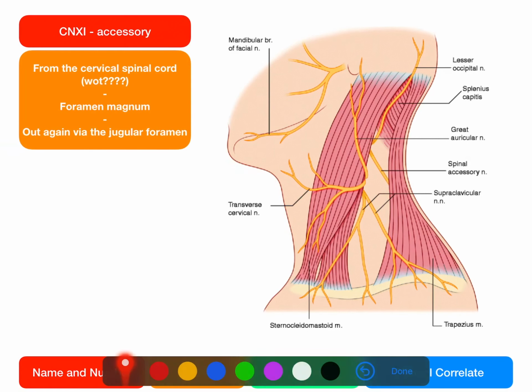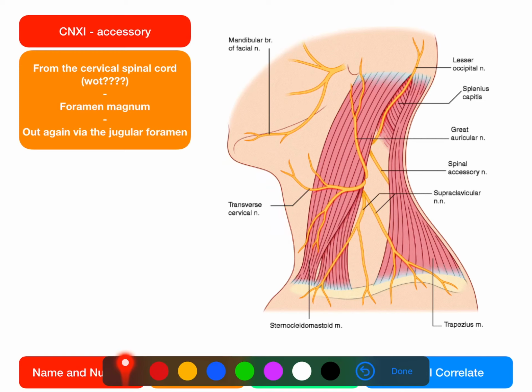Accessory nerve is dead easy, right? Accessory nerve, this comes from the cervical spinal cord. What? Yeah, it's actually not a cranial nerve. It was classified incorrectly, but because of dogma and history, we can't change it. It's not a cranial nerve. It's from the spinal cord.